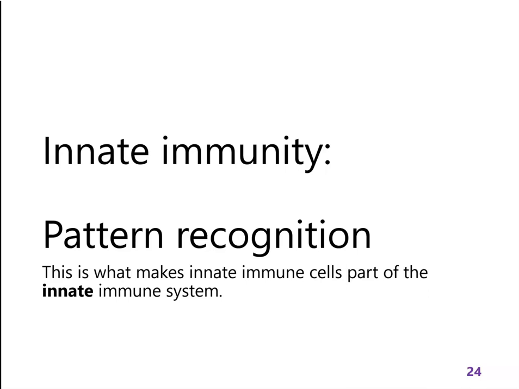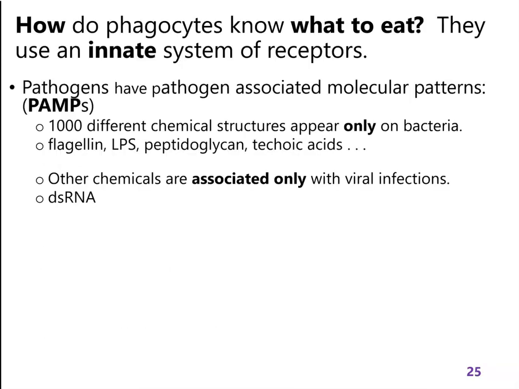So in this video, we're going to look at pattern recognition, and the ability to see patterns is what makes the innate immune system innate. We are born with our cells having the ability to see patterns. Our adaptive immune systems don't see patterns, so they don't do this. That's the fundamental difference between them and the innate system. The innate system can see patterns. So let's look at what that means.